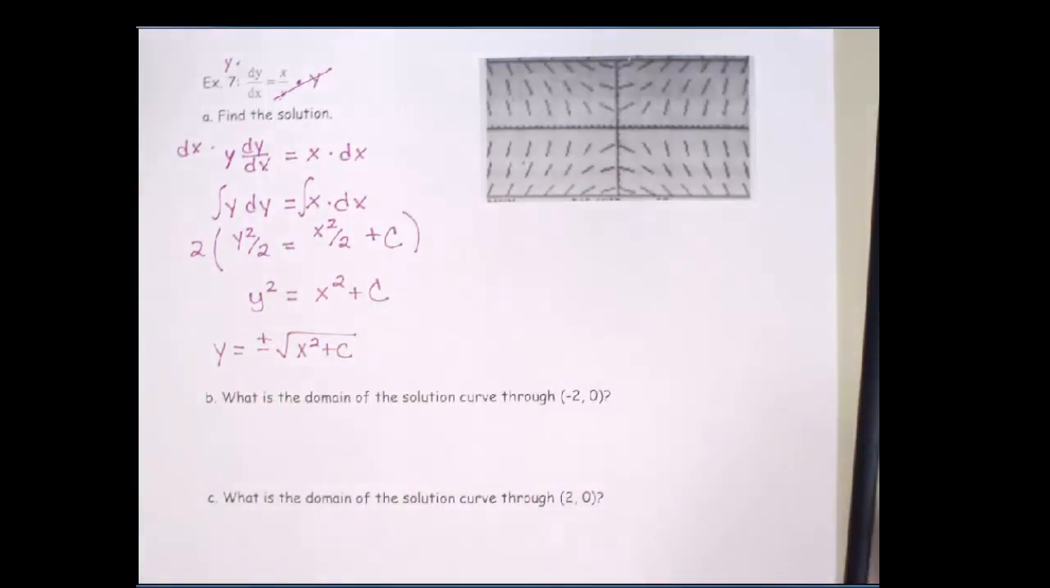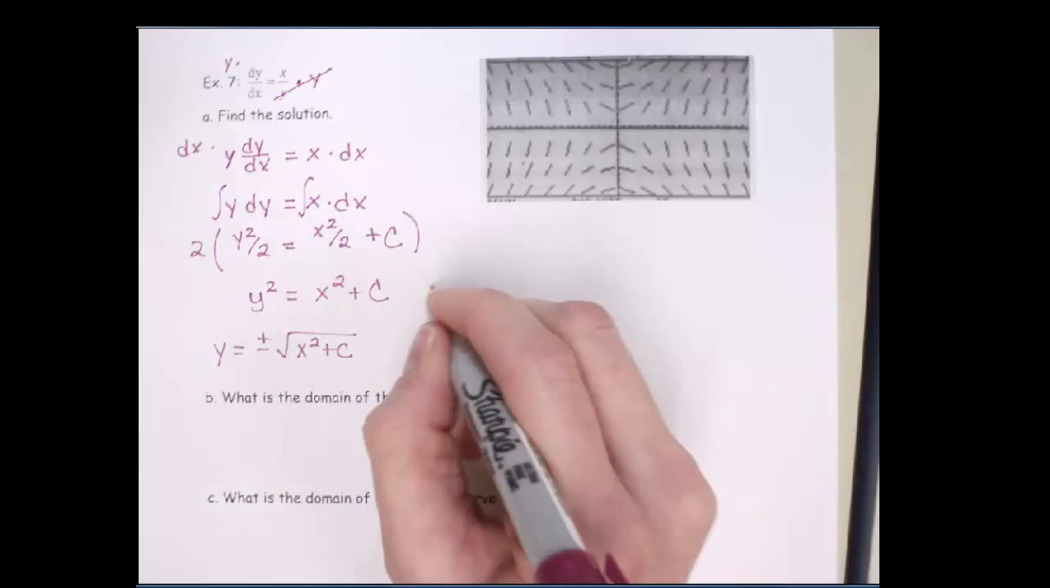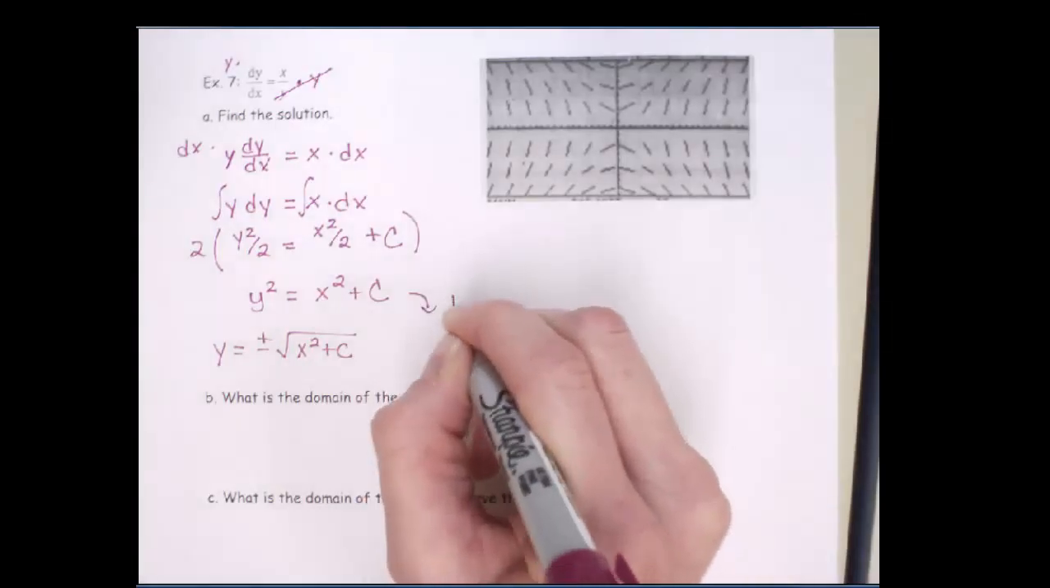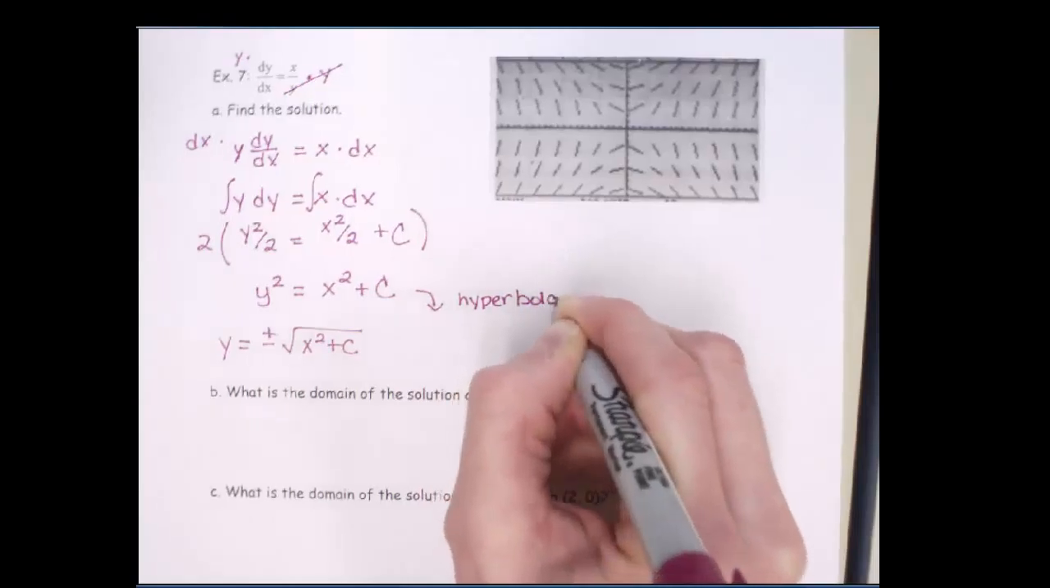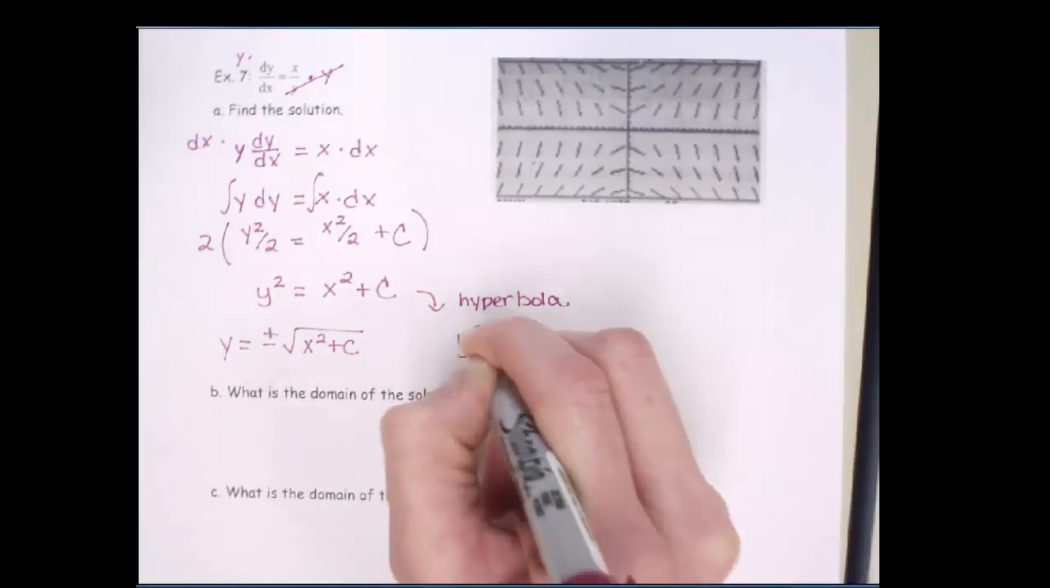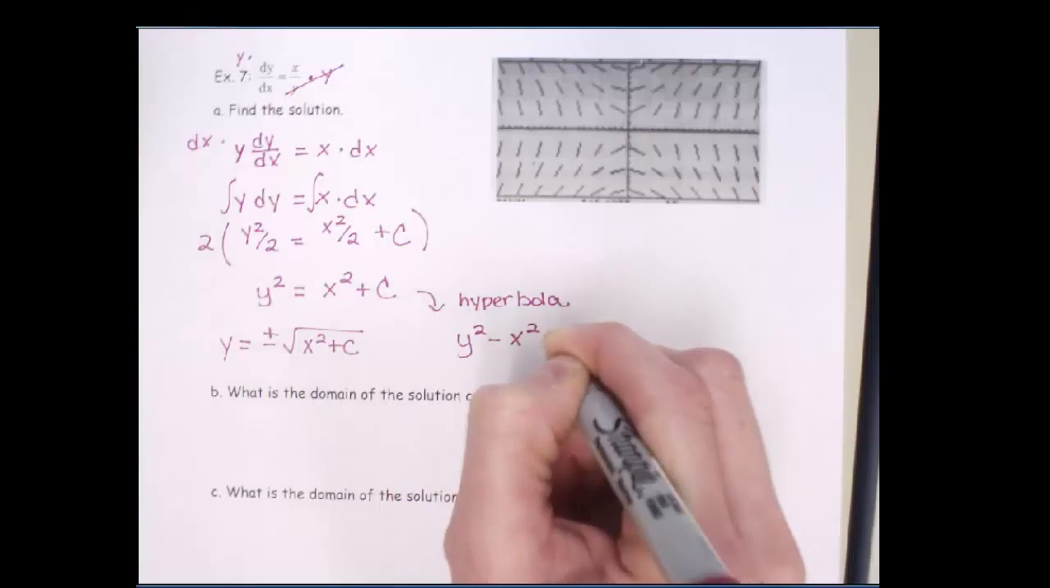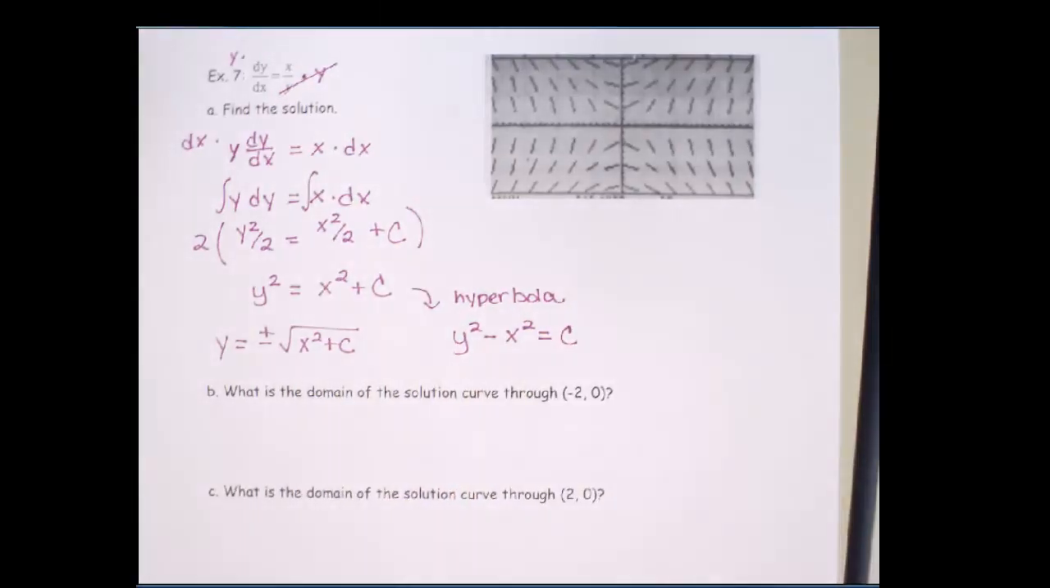Or you can think about this as actually being a hyperbola. And a lot of times, when you have a hyperbola, you get x and y on the same side. And so you would have y squared minus x squared equals c. You may see it written both ways.